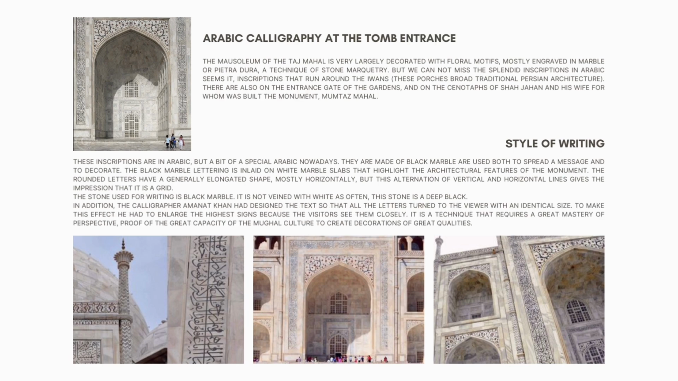Arabic calligraphy at the tomb entrance. The mausoleum of the Taj Mahal is very largely decorated with floral motifs, mostly engraved in marble or pietra dura, a technique of stone marquetry. The style of writing: these inscriptions are in Arabic, but a bit of special Arabic nowadays. They are made of black marble, and are used both to spread a message and to decorate.